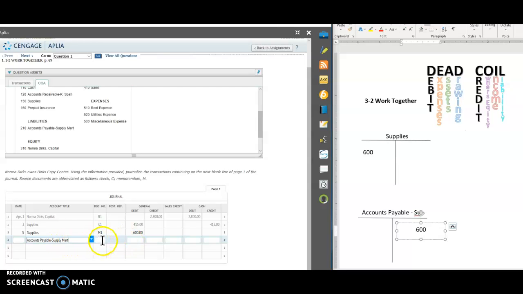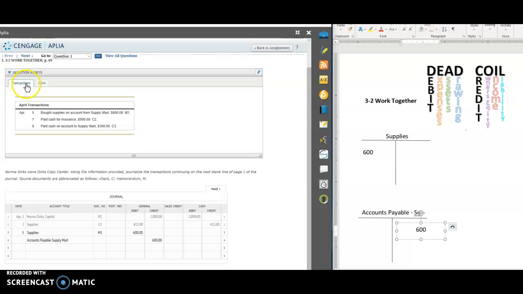Okay, now remember, you do not need to write, or not remember, I guess I hadn't told you this. This is the second row, but it's the same transaction. So you do not need to write M1 again. Okay, M1 is for both of these transactions. But accounts payable is a credit, so under your general credit column is where you'll put 600. And that's the first transaction.